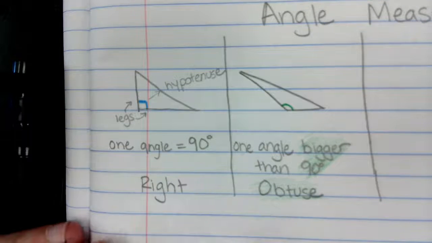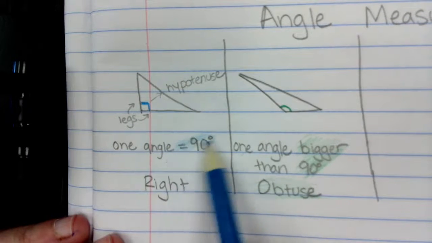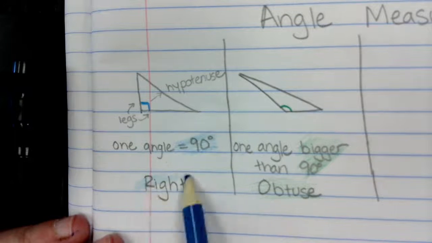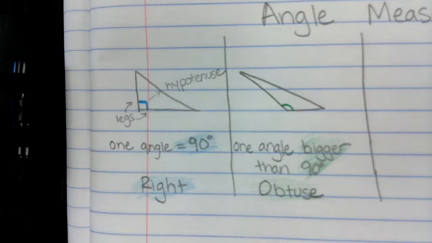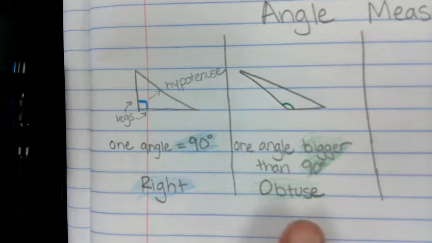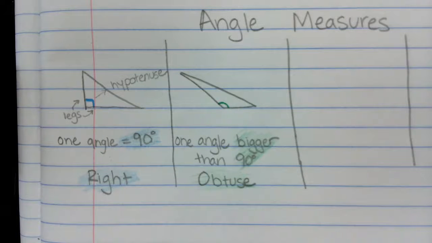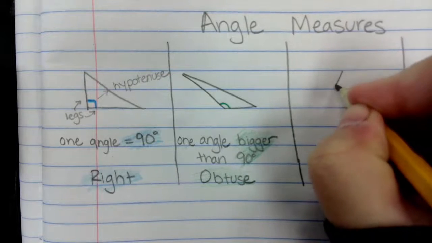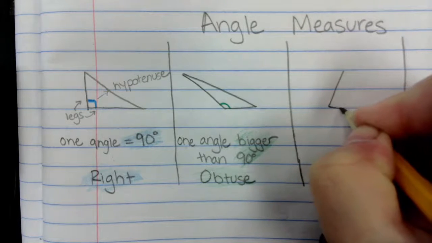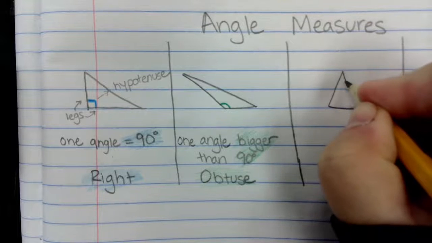Sorry, I'm color coding as I go. Okay, so we have right, obtuse. What's the next one going to be? Acute. I have a really tough time drawing acute angles. I'm really good at drawing isosceles acute triangles, but not very good at any other ones.